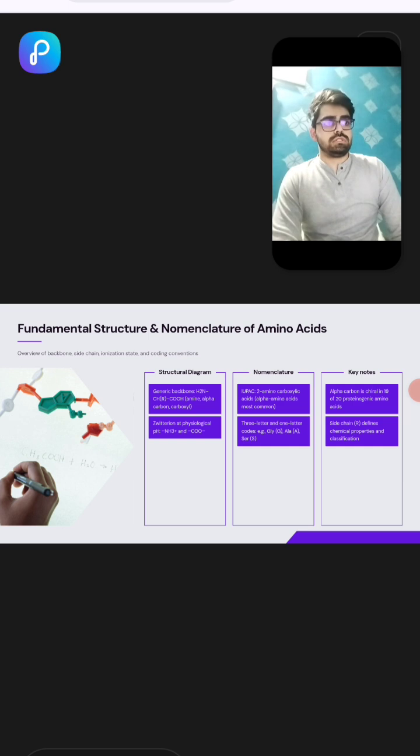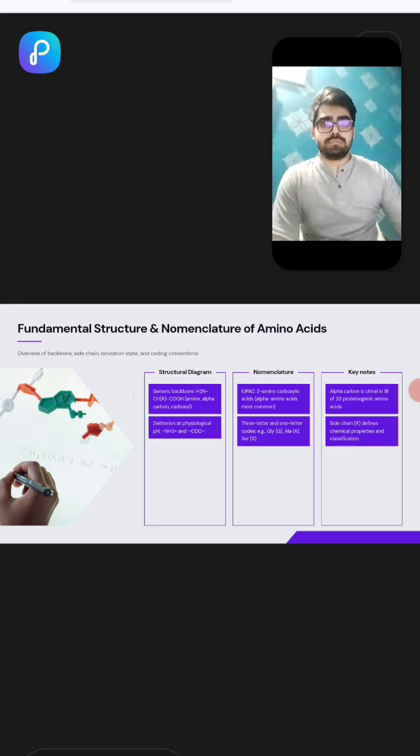Okay, what are the key notes? There is a special feature. Out of the 20 proteinogenic amino acids, 19 have a chiral carbon, which means they are optically active. Only one is optically inactive. Can you guess which it is? It is glycine.